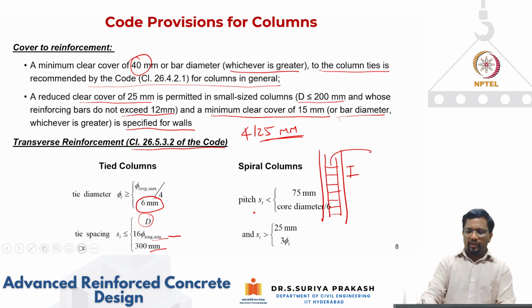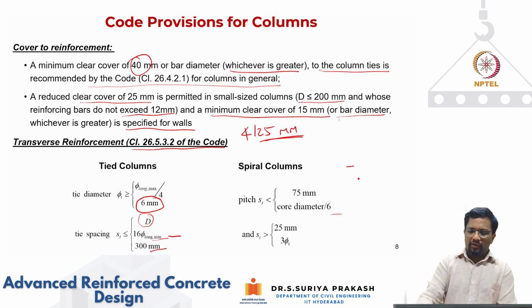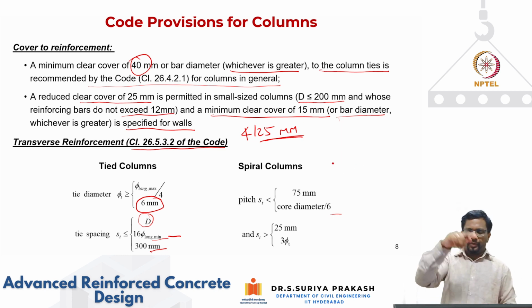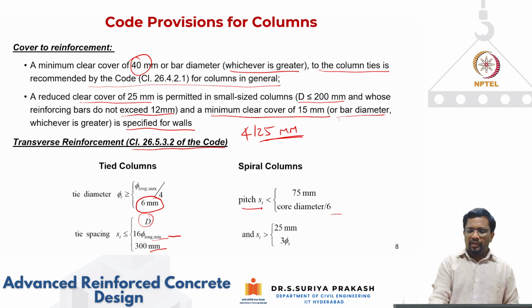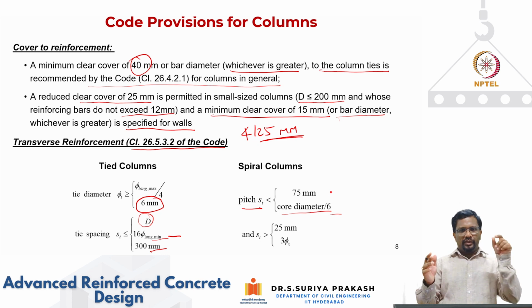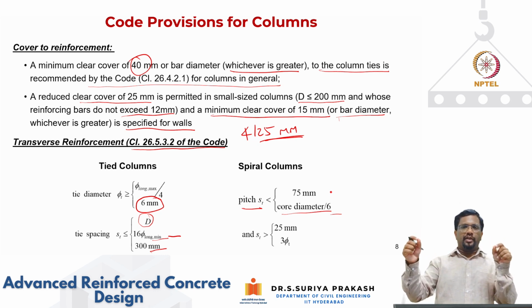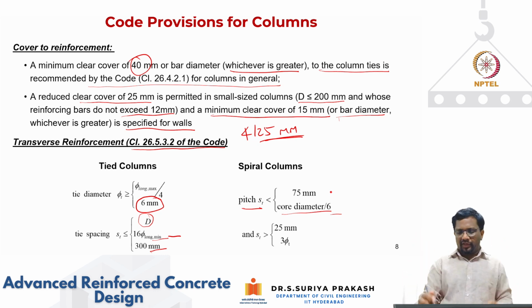Then for spiral columns, we don't talk in terms of spacing. The spacing of the spiral is called pitch. That pitch has to be less than or equal to 75 or the core diameter by 6. Now let's see what the core diameter is. Core diameter is usually the distance from the center line of the tie to the center line of the tie, outer to outer, between the center lines.